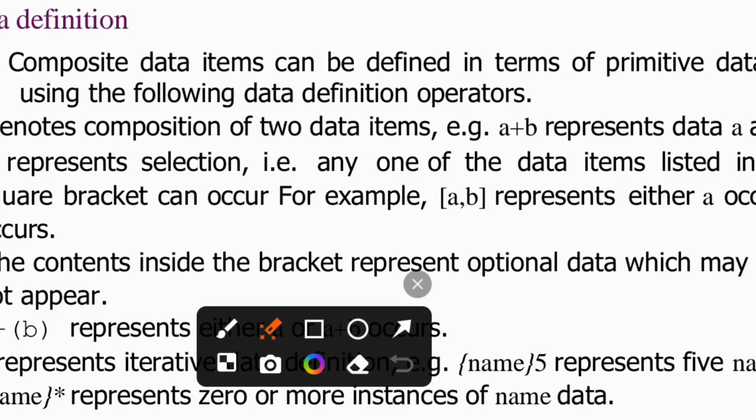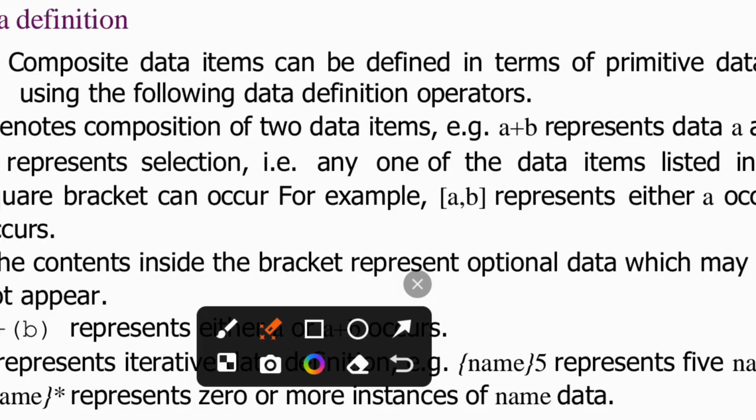Here composite data items can be defined in terms of primitive data types using the following data definition operators. Plus denotes composition of two data items. Example: A plus B represents the data A and B. Square brackets with a vertical bar represent selection. Any of the data items listed inside the square brackets can occur. For example, [A,B] represents either A occurs or B occurs.